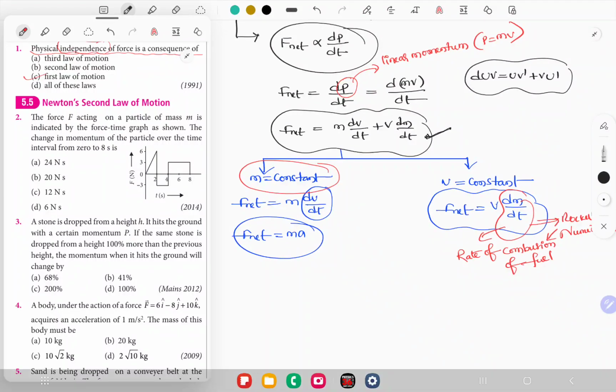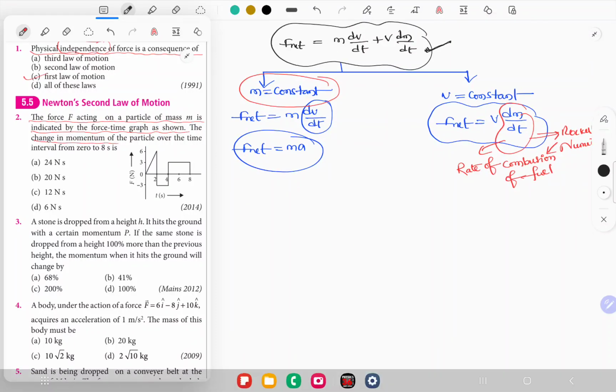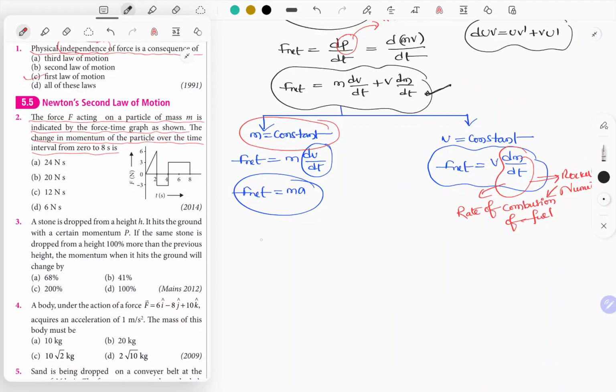Okay, let's get started. The force acting on a particle of mass m is indicated by the force-time graph as shown in the figure. They are asking for the change in momentum of the particle over the time interval from 0 to 8 seconds. They have given a question with respect to force, change in momentum and time, so the formula I have to use is Newton's second law. Solution: what is Newton's second law? F is equal to dp by dt. They have given force and they are asking for change in momentum.